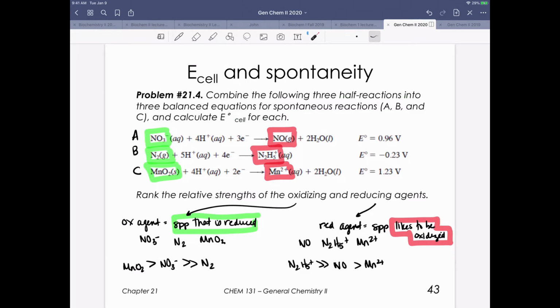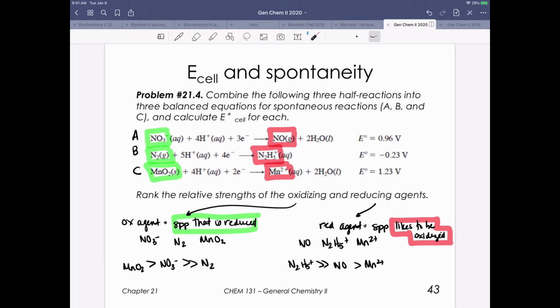Okay, so we've got 6 things here that we've got to rank. The things that are in green are the things that are being reduced. The things that are in red are the things that are going to be oxidized if we consider the reverse reaction. Okay, so hopefully everybody's okay with me.